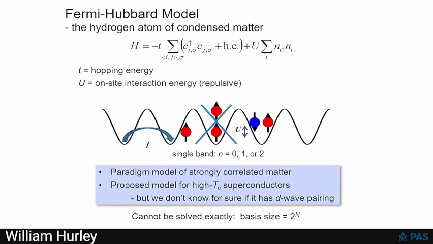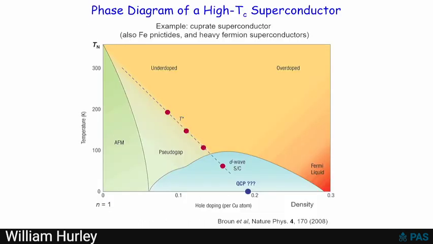So this has really become a paradigm model of correlated matter. It's been proposed as a model for high temperature superconductors, which we don't know exactly whether this model is a good representation of, but it well could be. So this is a phase diagram, kind of a generic high Tc material. There's antiferromagnetic order in green on the left, some strange metal pseudogap regime in the middle, above a superconducting dome.